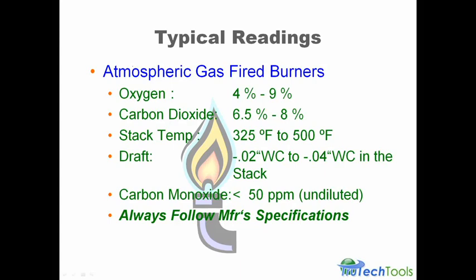Typical combustion readings, all these are in the combustion guide. Typically, on atmospheric, we're looking for an O2 level of 4 to 9%. Stack temperature is going to be 325 to 500. Draft, about 2/10 of an inch of water column to 4/10 in the stack. CO, always less than 50 ppm undiluted. It shouldn't have any problem with that.